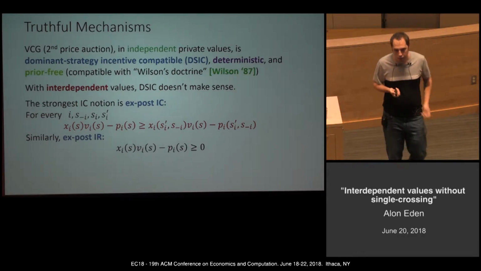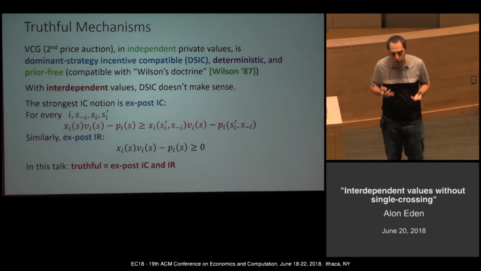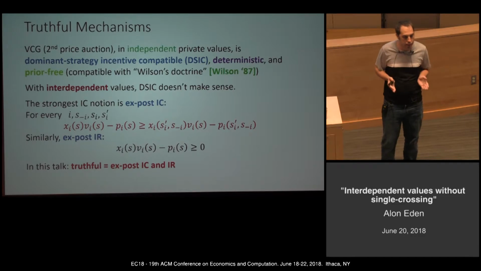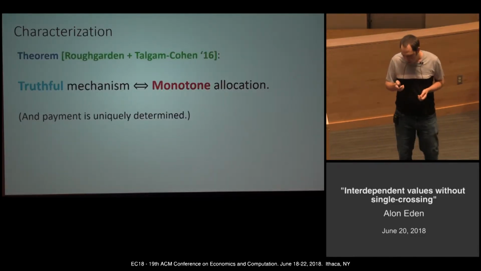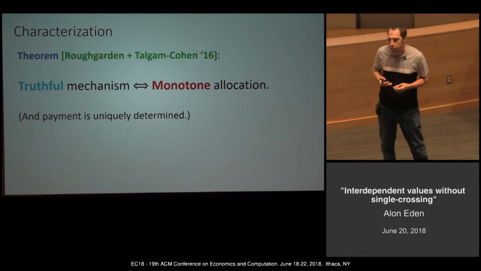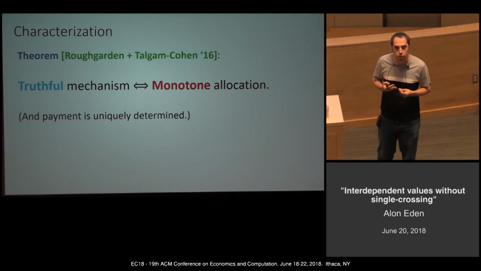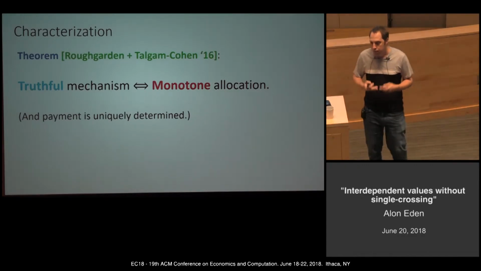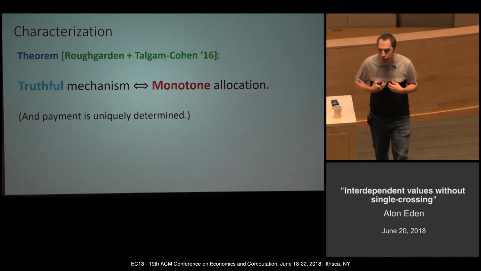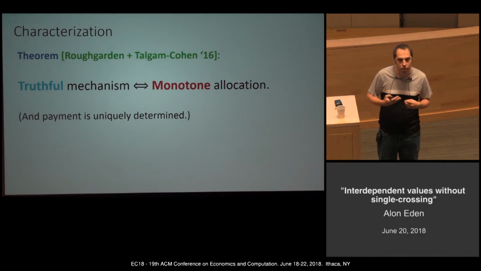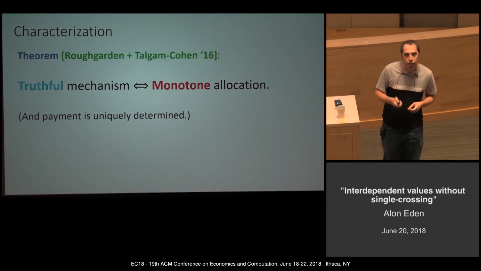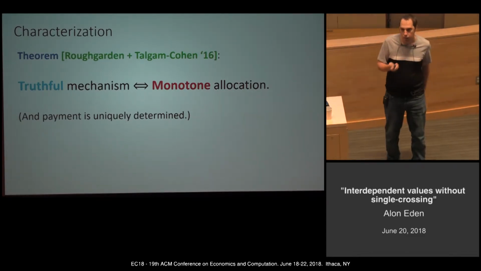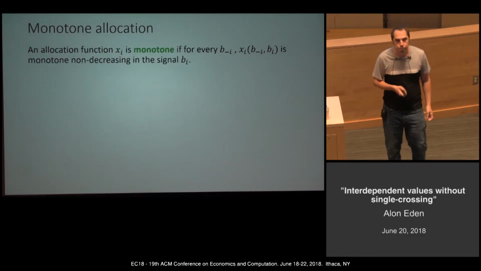And we also require a standard ex post IR. So in this talk, when I say truthful, it's ex post IC and ex post IR. Okay. And a nice analog characterization to Myerson's characterization was given by Ralph Gardner and Talgam-Cohen. And they said that the mechanism is truthful if and only if my allocation probability is monotone in my signal. And they also gave some analog of the payment identity.